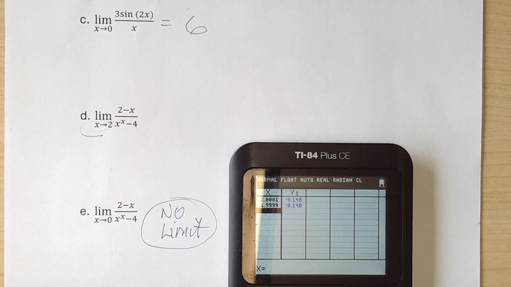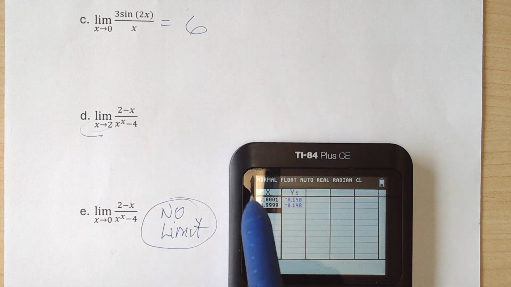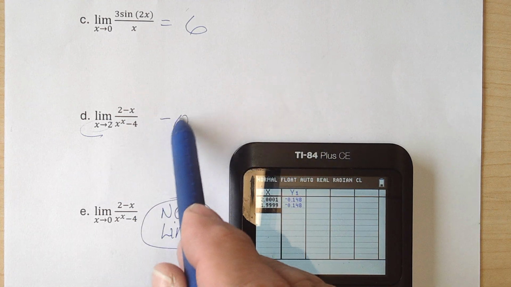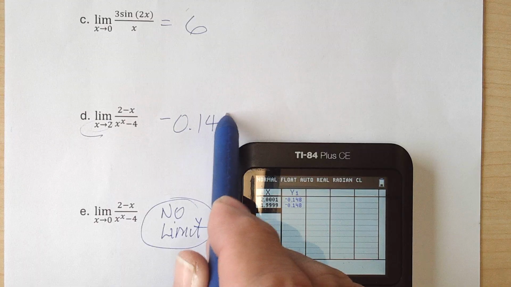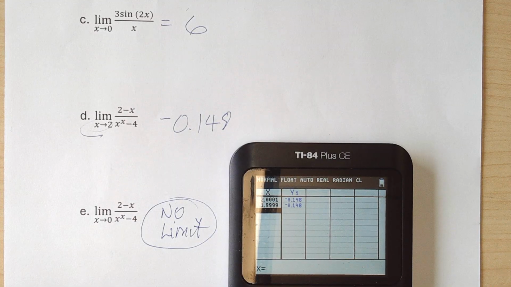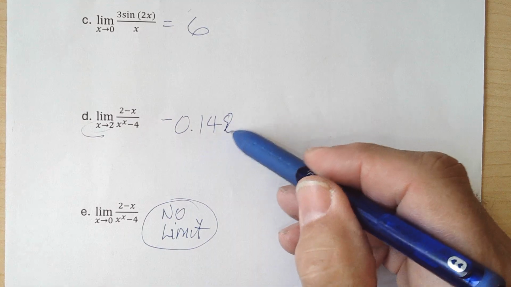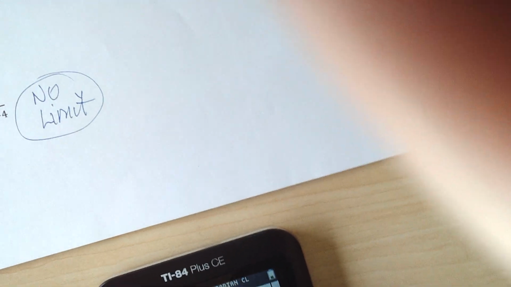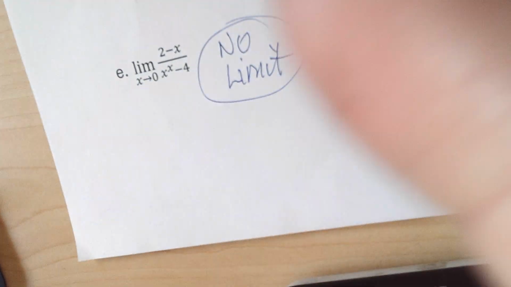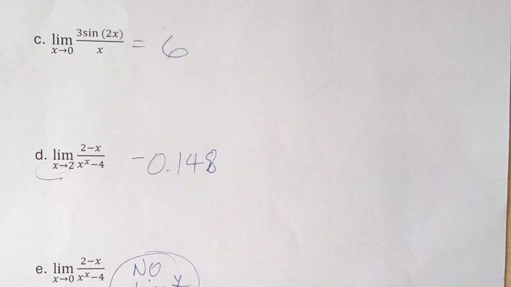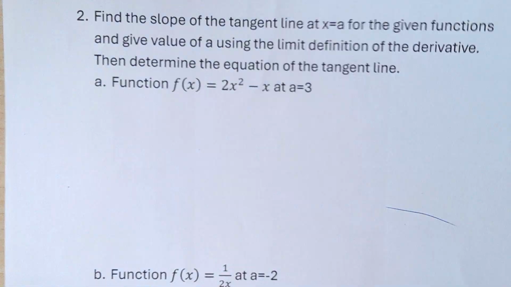And it looks like this is approaching a value of negative 0.148. Okay? That's this side. Oops, hit my camera. I'm going to give you a headache while trying to watch what's going on. All right. Now, let's do the back side. A few more steps on this.